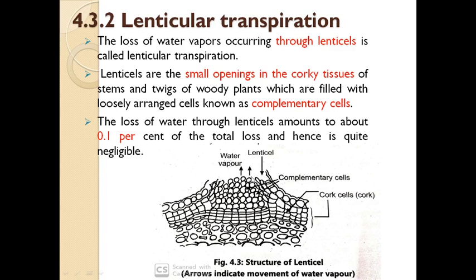These lens-like slits in the bark of the woody plant are filled with loosely arranged cells. These loosely arranged cells are distinctly seen, and they are nothing but the complementary cells. Through these complementary cells, lenticular transpiration occurs in the stem of woody trees and fruits. It is the loss of water through the lenticel. The amount is very negligible, about 0.1% of the total loss of water. This is regarding lenticular transpiration.